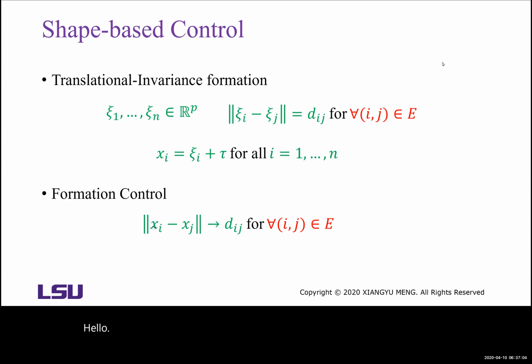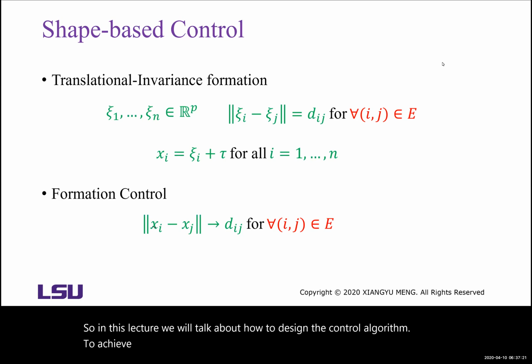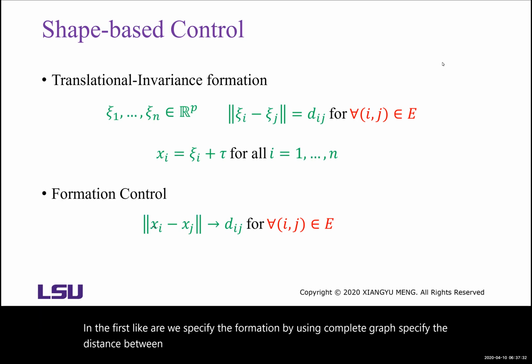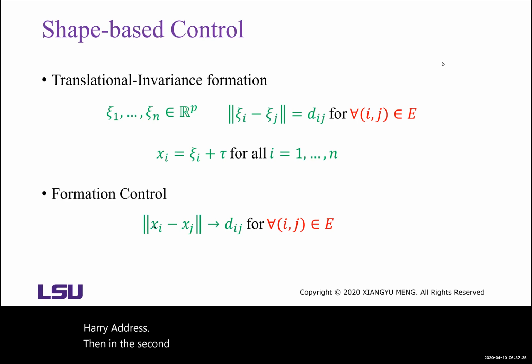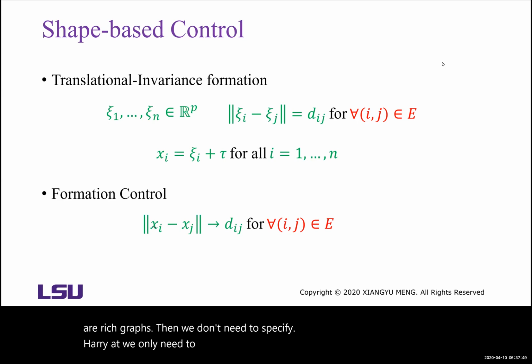In my previous videos, we talked about how to specify the formation. So in this lecture, we will talk about how to design the control algorithm to achieve such formations. In the first lecture, we specified the formation by using a complete graph, specifying the distance between every edge. Then in the second lecture, we learned there is a particular class of graphs which are rigid graphs. Then we don't need to specify every edge. We only need to specify some edges so that the shape of the graph is rigid.